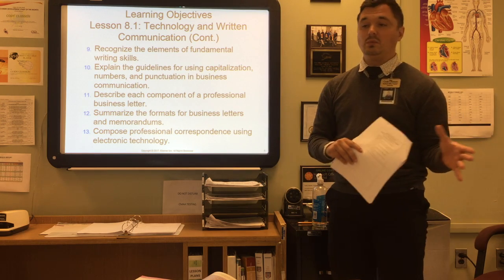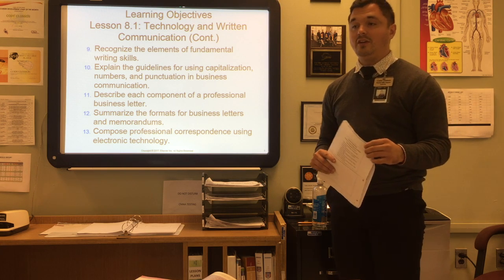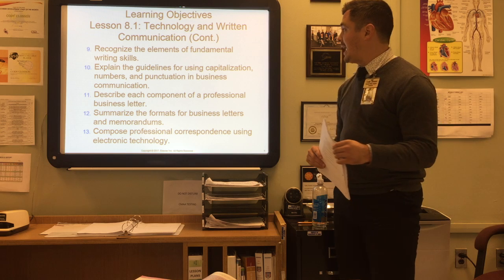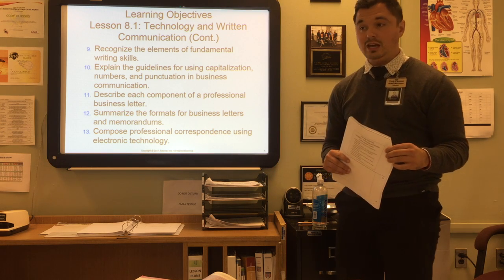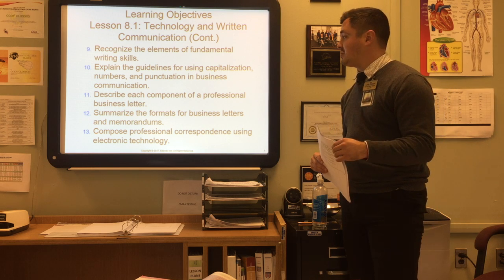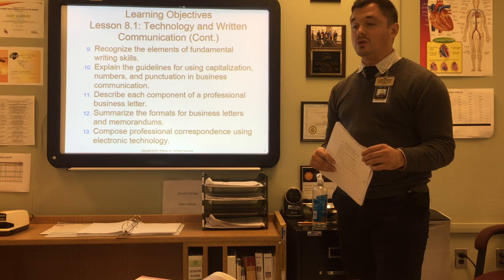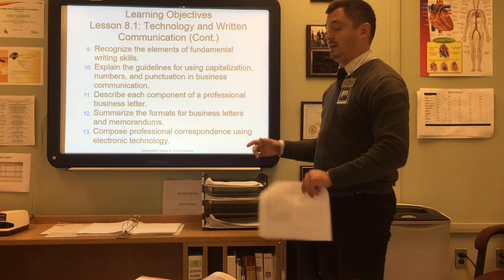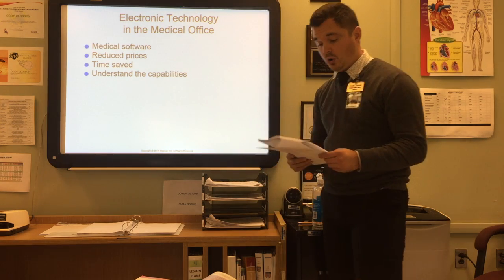And then we're going to get into some written communication stuff, being able to recognize the elements of fundamental writing skills, explain the guidelines for using capitalization, numbers, and punctuation in business communication, describe each component of professional business letters, summarize the formats of business letters and memos, and compose professional correspondence using electronic technology. And that is actually going to be your assignment for this lesson. So let's get started here.